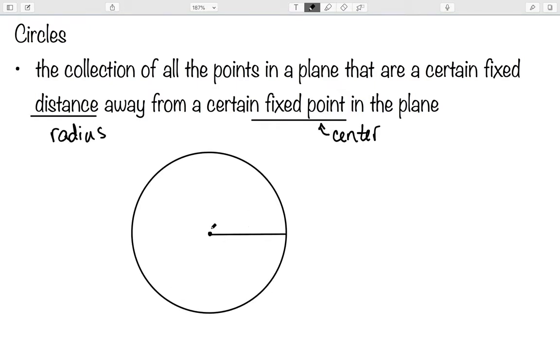Here I have a circle. This point right here in the center is known as my center, and the length of this, the distance from the center out to the edge of the circle, is known as the radius. If we draw the line all the way across the circle, this is known as the diameter, and it is twice the radius, or we can think of it as all the way across the circle going through the center.